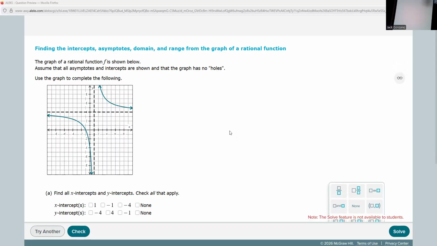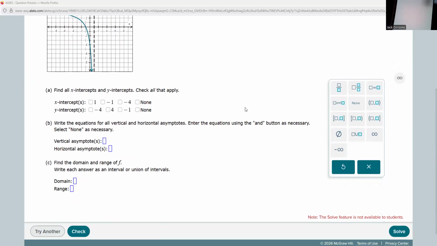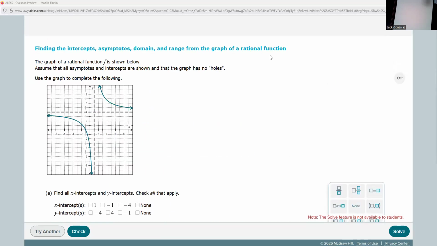This is section 3.5. It's pretty short and it's really just about these types of functions called rational functions. I think we've talked about them before, basically algebraic fractions. So a rational function will look like this.